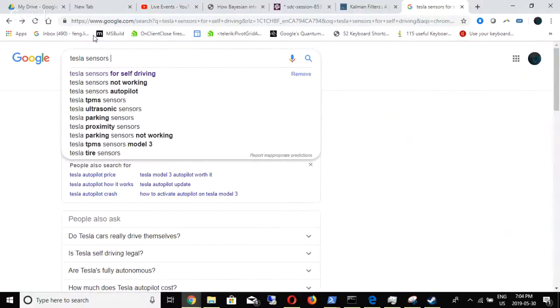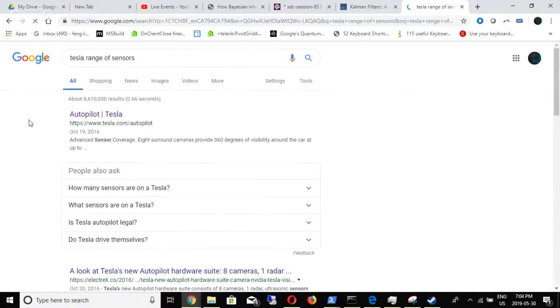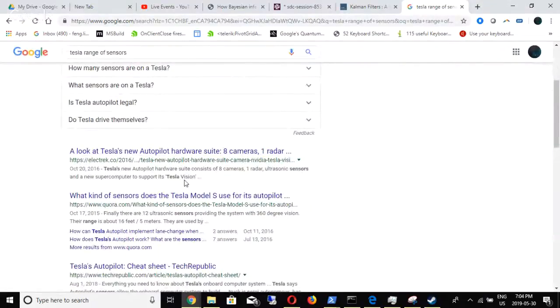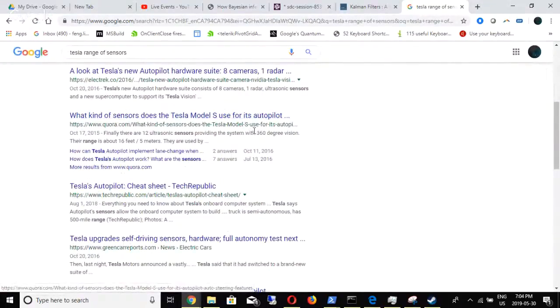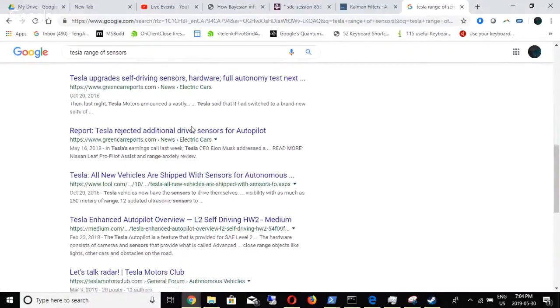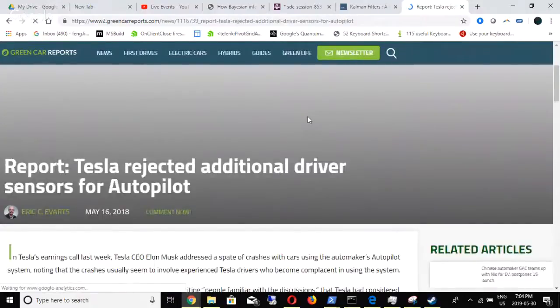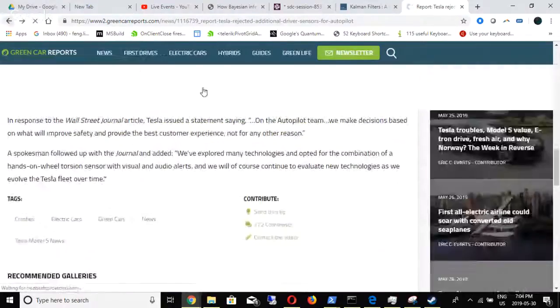Let me see, sensors not working. That is not what I meant. And so they use ultrasonic sensors. Okay. I was hoping to get information about sensors, but I wasn't able to find it. That's all right.